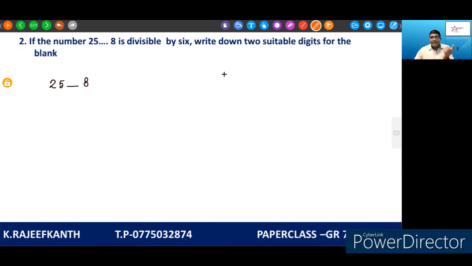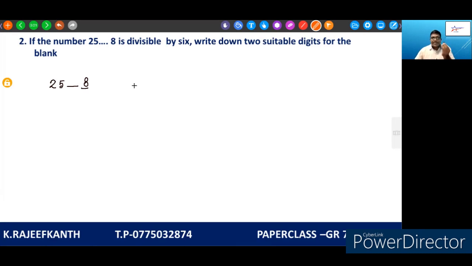If the last digit of a number is 0, 2, 4, 6, 8, then that number is divisible by 2. Here the last digit is 8. So we don't need to check about 2, because here the last digit is 8. So this number is divisible by 2. So we only have to check the divisibility by 3.